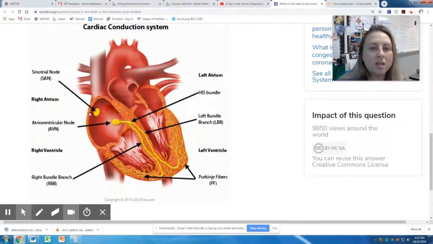So this SA node is very important when we use an AED and you put a pad here and a pad down on the bottom left. The whole point is to hit this SA node with electricity first. That's what we're trying to stimulate.